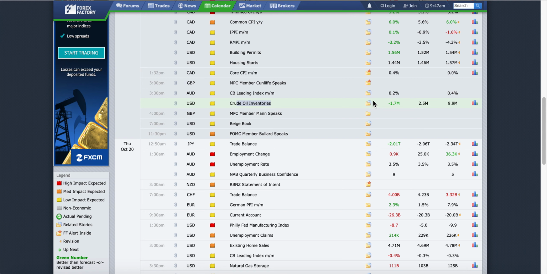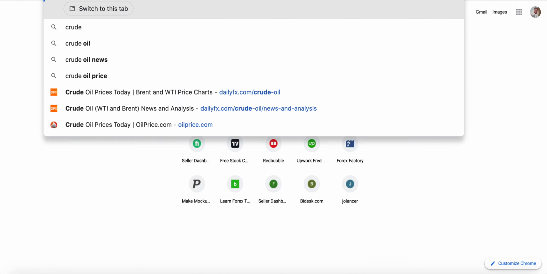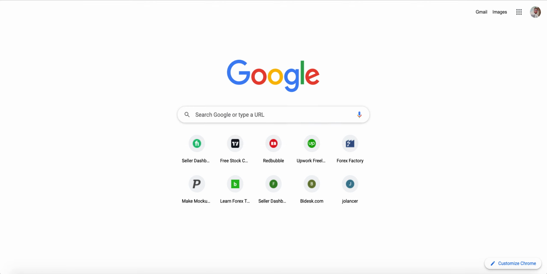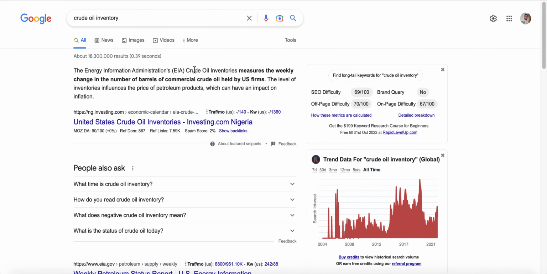You might be skeptical about it, that this is 2.5 million and something, minus 1.7 million, came out better than expected. This is how the crude oil inventory works. So let's research crude oil inventory. The Energy Information Administration, that is EIA, crude oil inventories measure the weekly change in the number of barrels of commercial crude oil held by US firms. The level of inventory influences the price of petroleum products, which can have an impact on inflation.